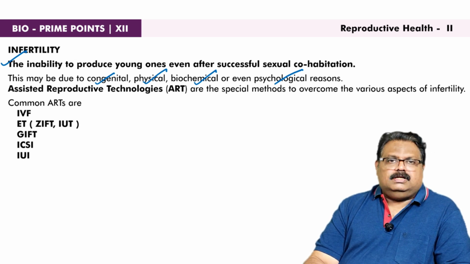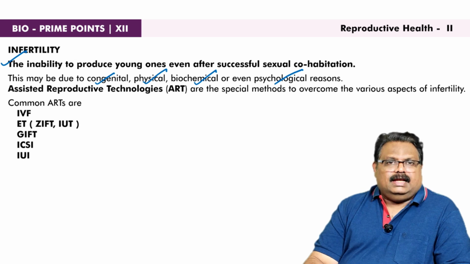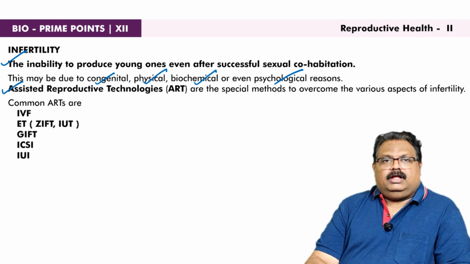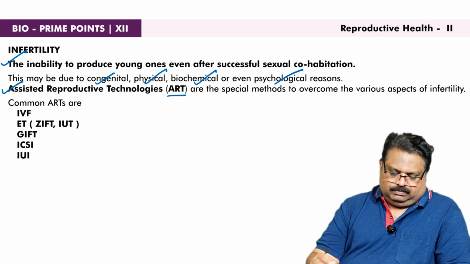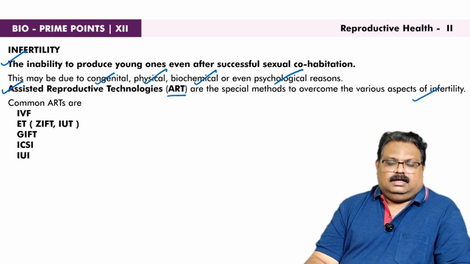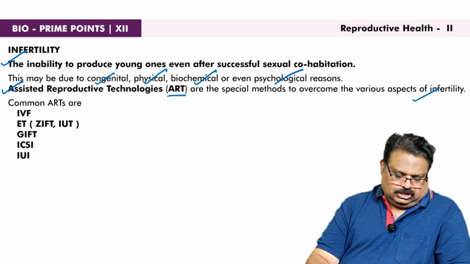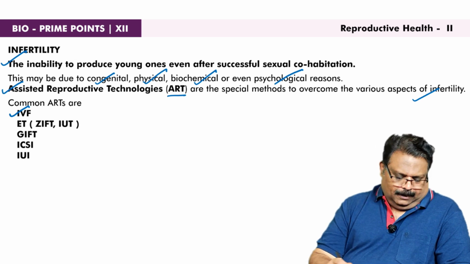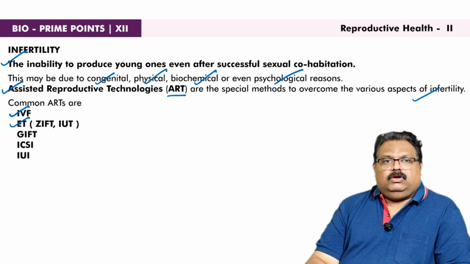Then what are the remedies? The infertile couples can have children by some mechanisms, and these mechanisms are collectively called assisted reproductive technologies or ARTs. These are the special methods to overcome the various aspects of infertility. The common ARTs include IVF. IVF means in vitro fertilization. ET. ET means embryo transfer.